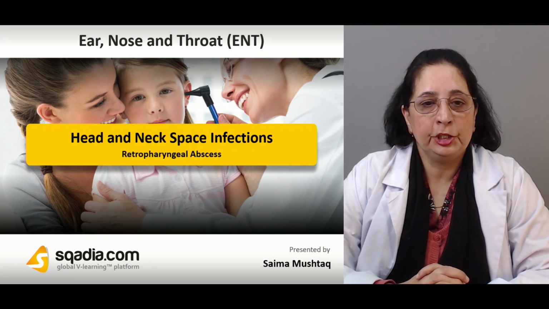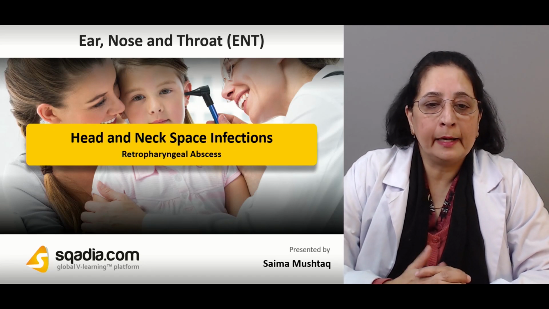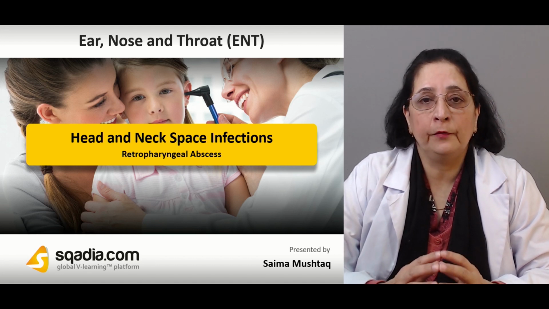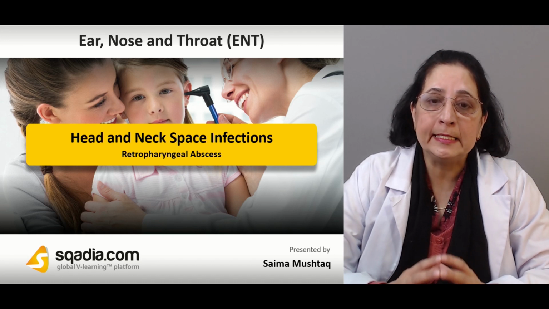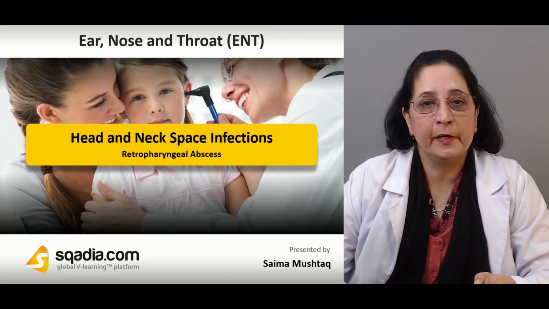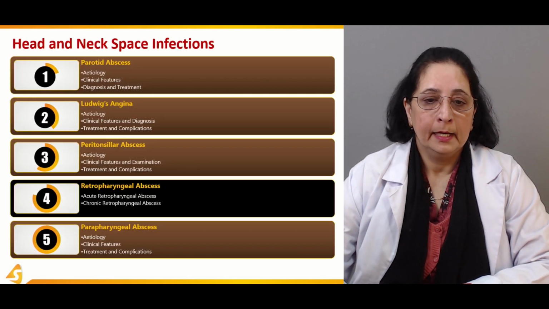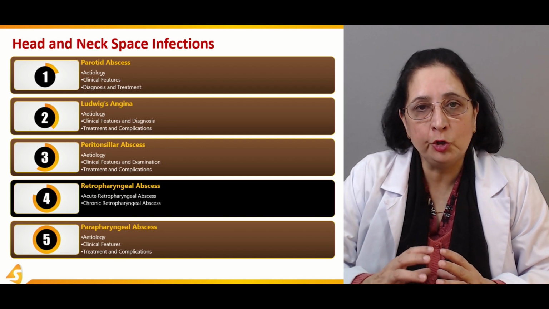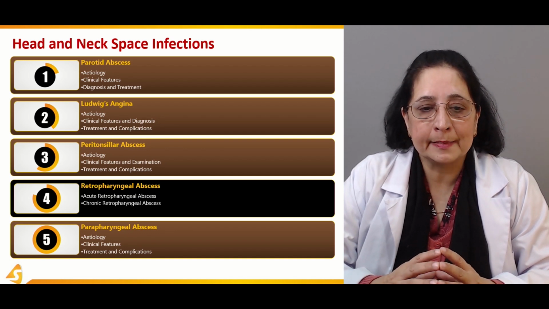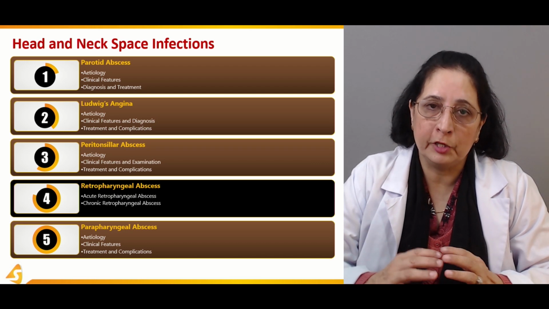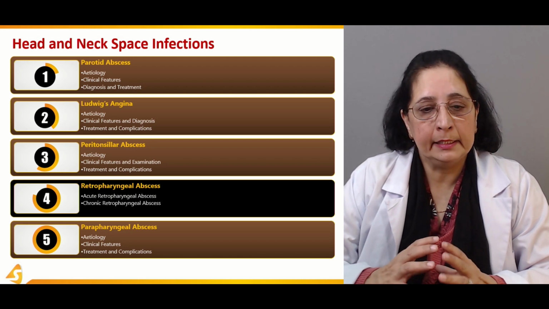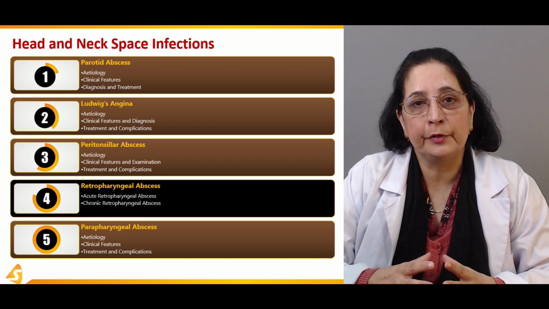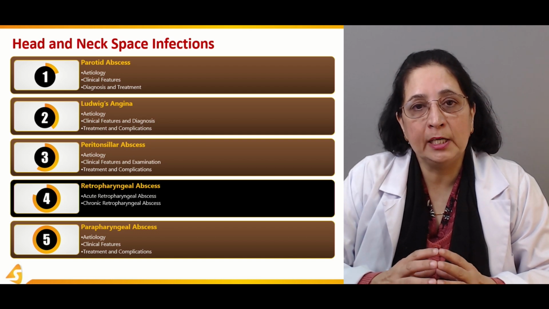Now in the fourth section, we will discuss another head and neck space infection, and this is the infection of the retropharyngeal space and retropharyngeal abscess. In this we will discuss two conditions. One is the acute retropharyngeal abscess, which develops acutely over a short period of time, and then the chronic retropharyngeal abscess, how these two conditions present and how we can treat and manage them.